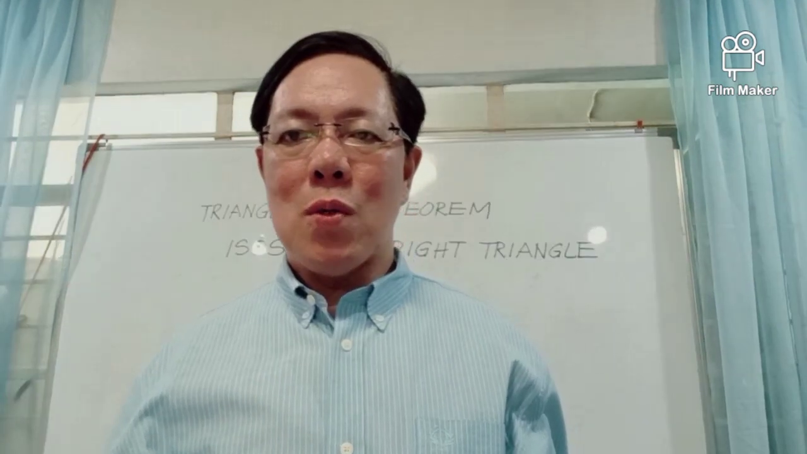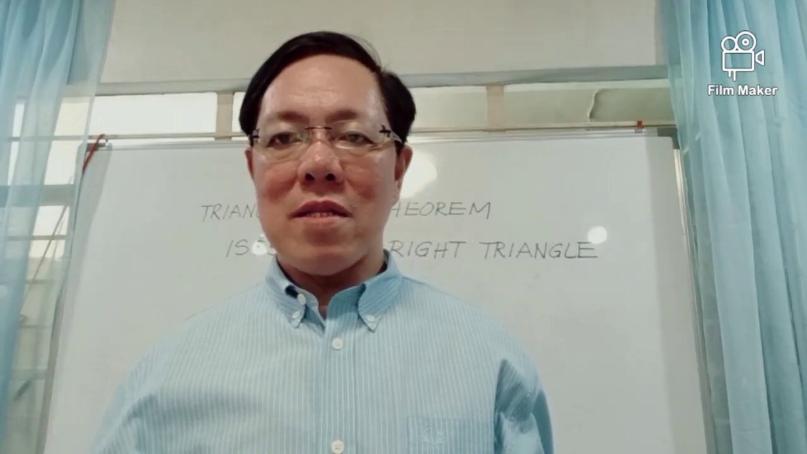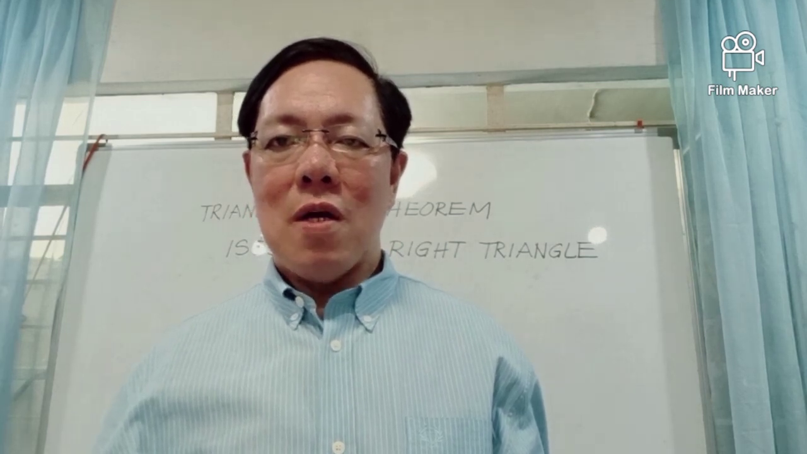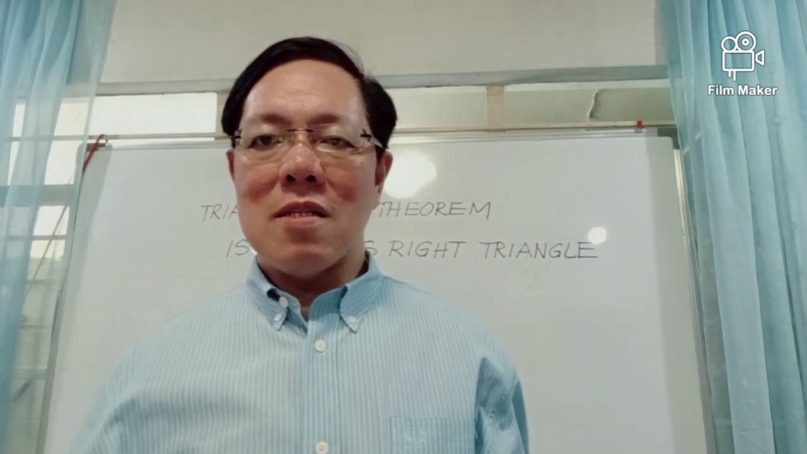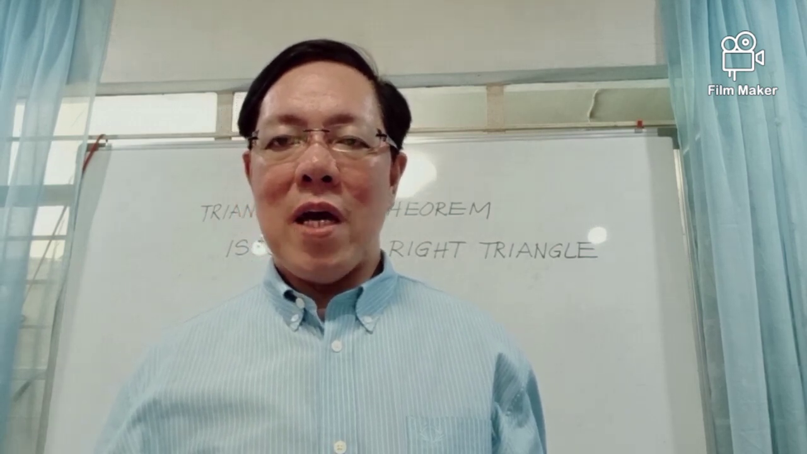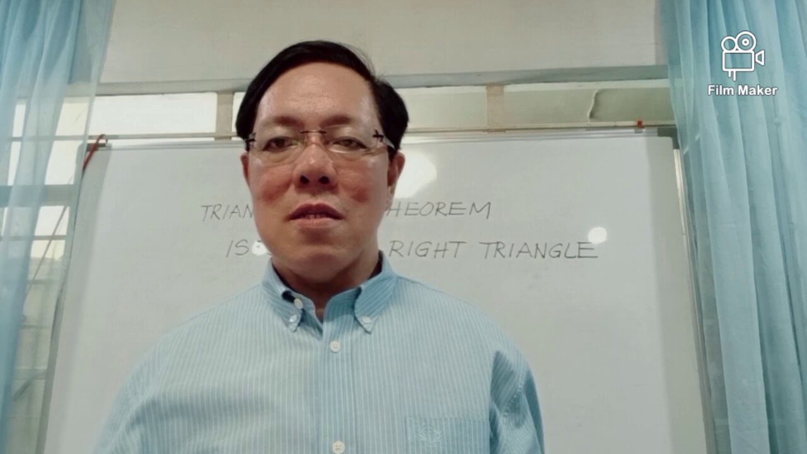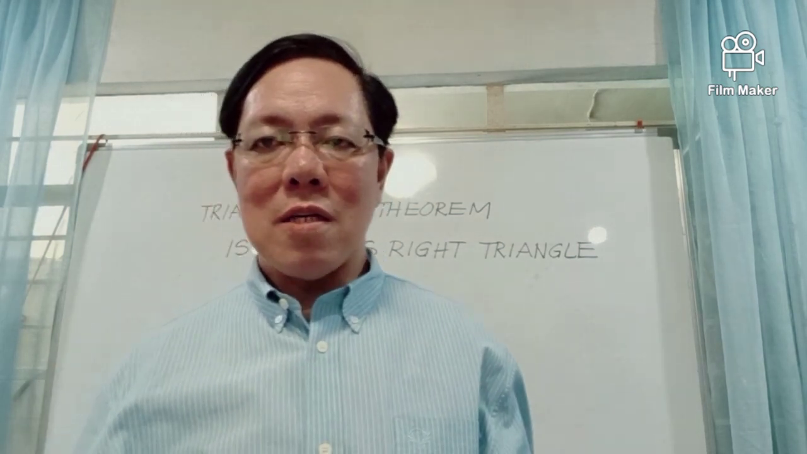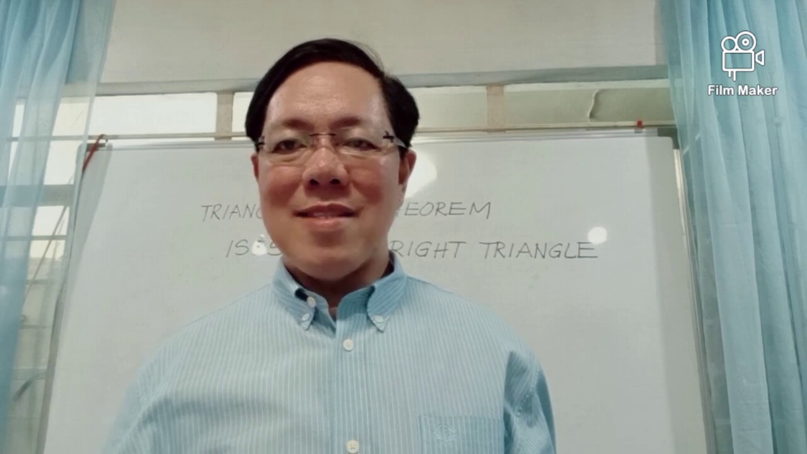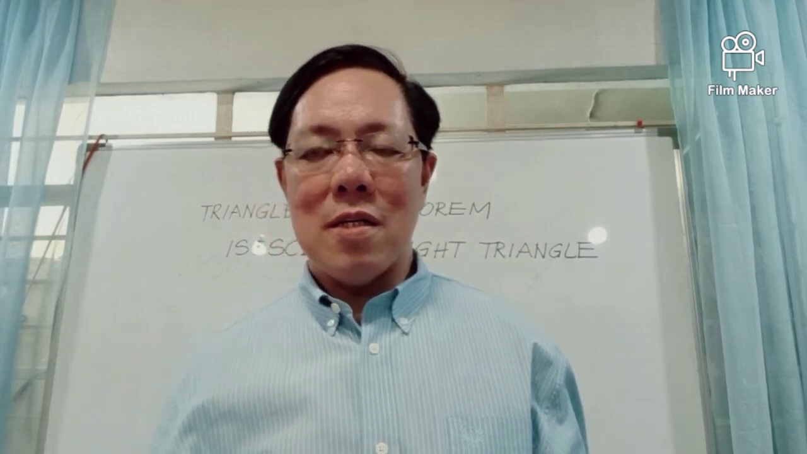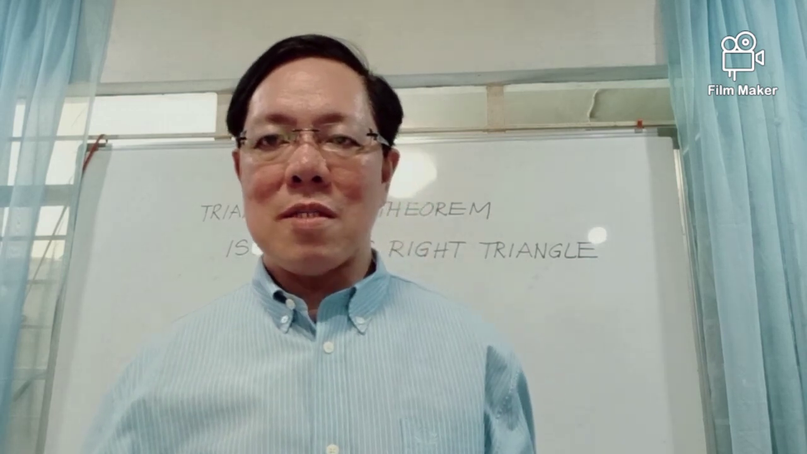We have just shown that in an equilateral triangle, the measure of each of the three equal angles is 60 degrees. You should remember that for any equilateral triangle, the measures of the three angles are equal, and the measure of each angle of an equilateral triangle is 60 degrees.